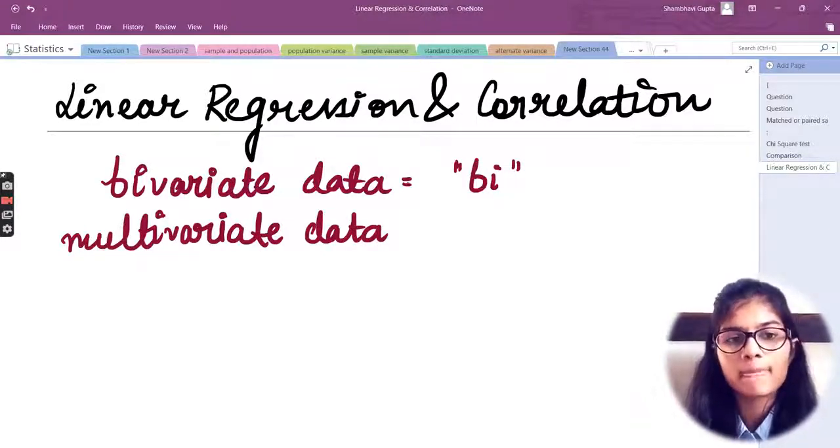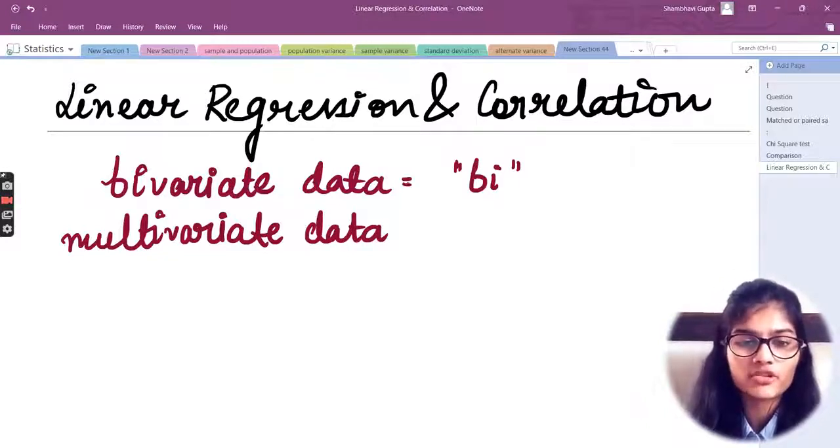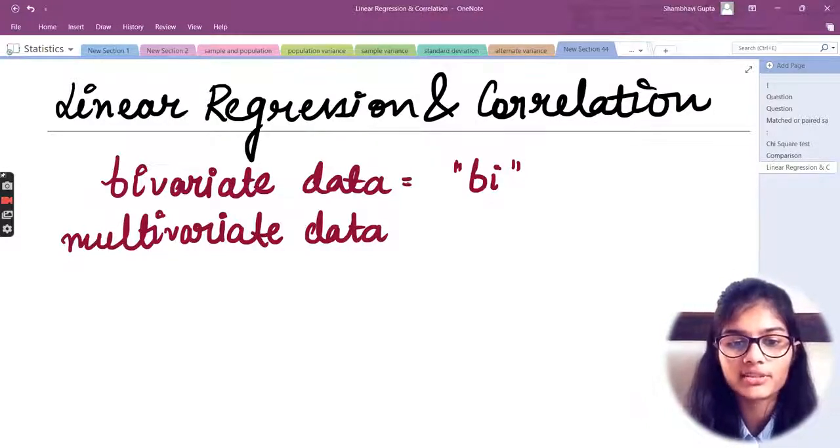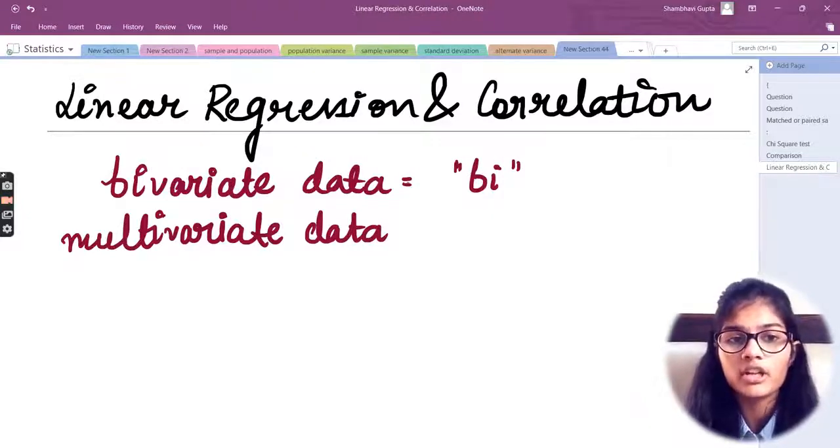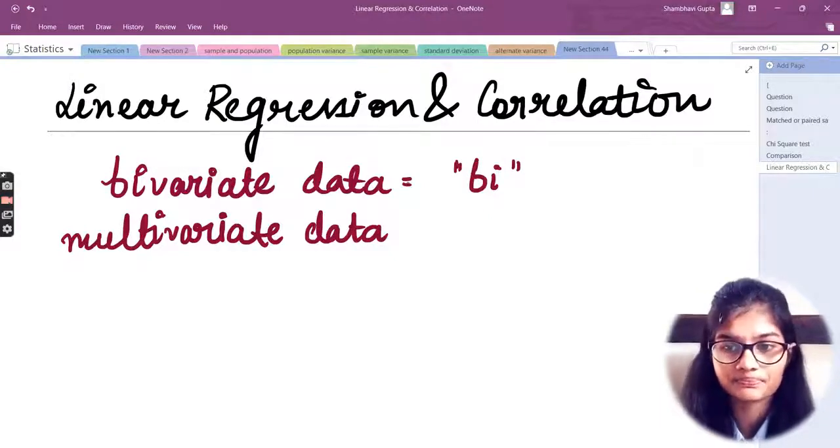This topic, linear regression and correlation, focuses on studying the simplest forms of regression, like linear regression with one independent variable. We'll see data that fits a line in two dimensions. We'll also study correlation, which measures how strong the relationship is. These are the things we will study in this topic, linear regression and correlation.